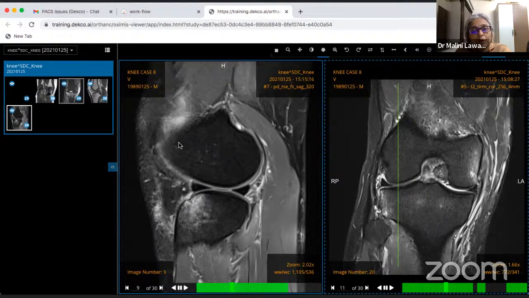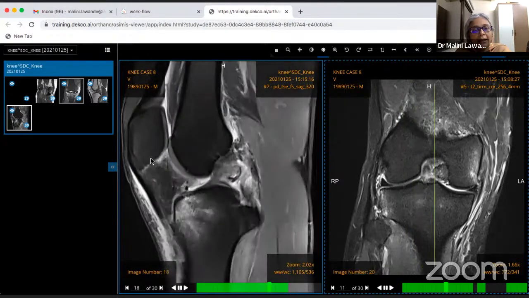When we have marrow edema in the anterior lateral femoral condyle and in the inferior medial patella, then we are looking at a lateral patellar dislocation. So we need to look at the medial patellofemoral ligament. We need to look for cartilage fragments.